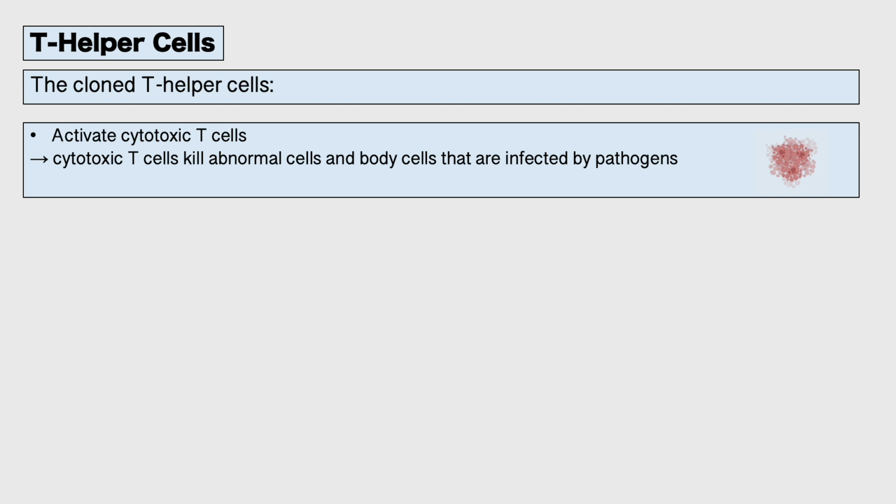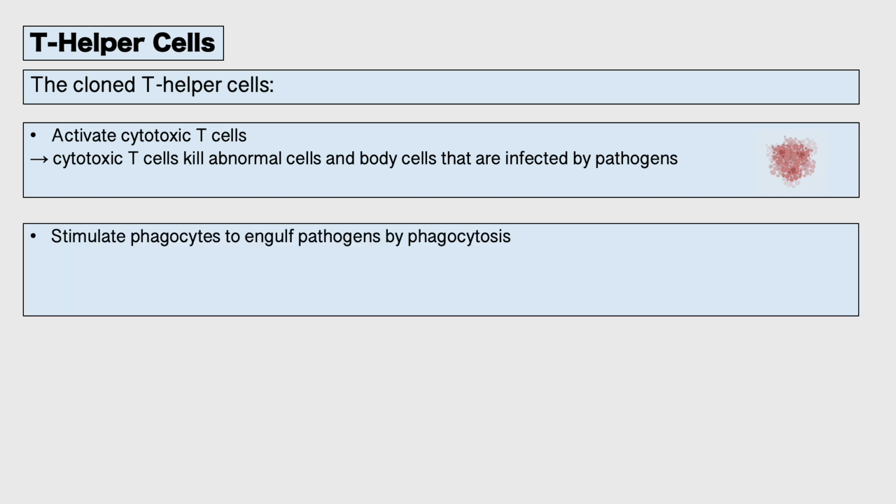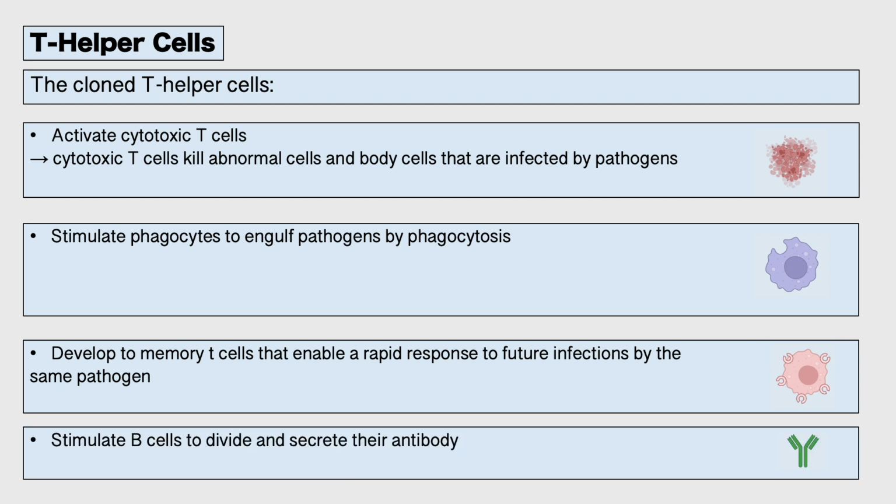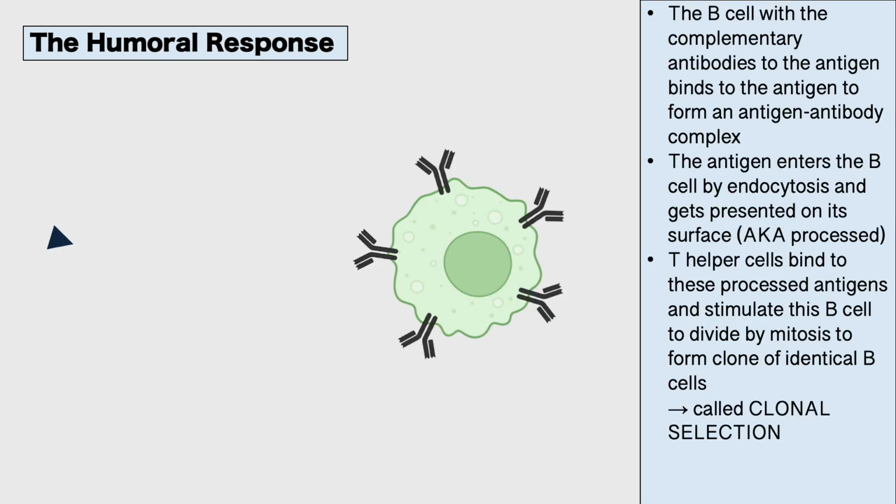The cloned T helper cells also stimulate phagocytes to engulf pathogens by phagocytosis, to develop memory T cells that enable a rapid response to future infections by the same pathogen, and they stimulate B cells to divide and secrete their antibody. This brings us on to the response that's all about B cells, the humoral response.